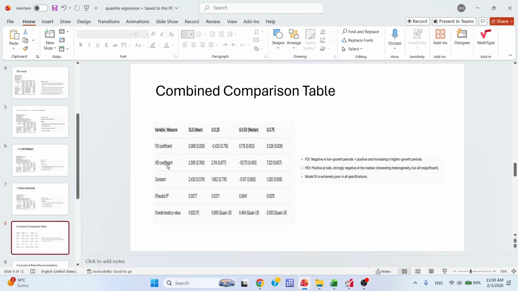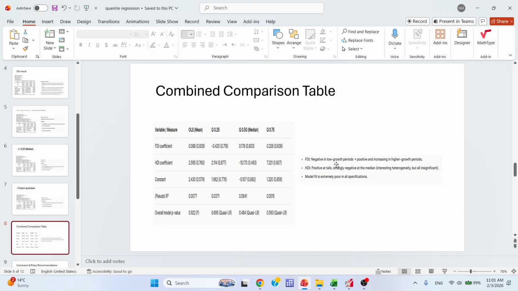And similarly, the HDI value is positive in both simple OLS and the 25th percentile, but it becomes negative in the median or the 50th percentile, and again it becomes positive in the upper tail or the 75th percentile. And the constant is positive in simple OLS and the 25th percentile, but it becomes negative in the median, and again positive at the 75th percentile. So this is how you can compare.